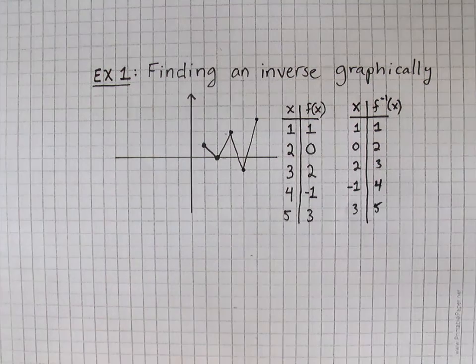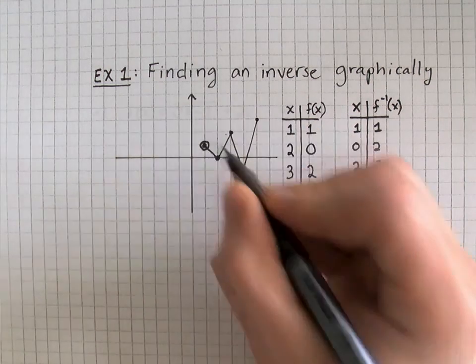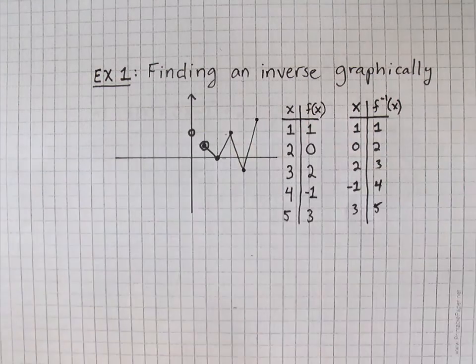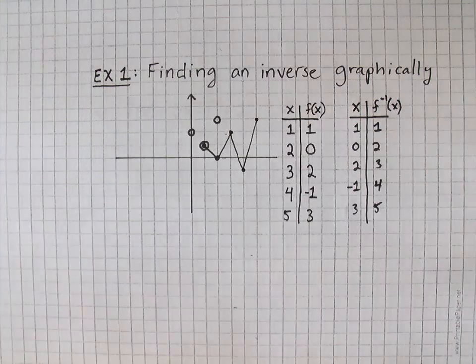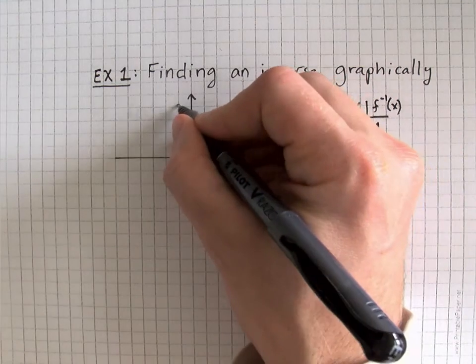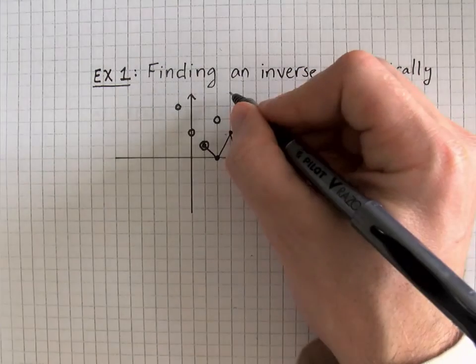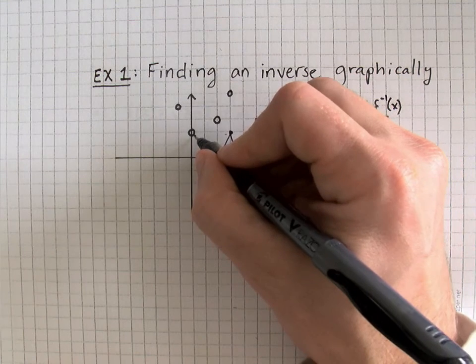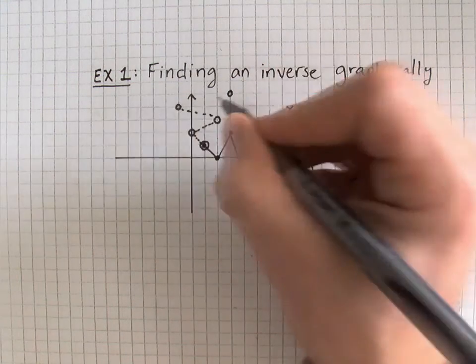And then if we go and plot these new points, I'll just put a circle around this one. In fact, I'll use circles to plot all those points. 0, 2 would be right here, and 2, 3, that would be right there, and -1, 4, that would be right here, and 3, 5, it would be right about there. So we see this graph that looks like this. And this is the inverse of f.